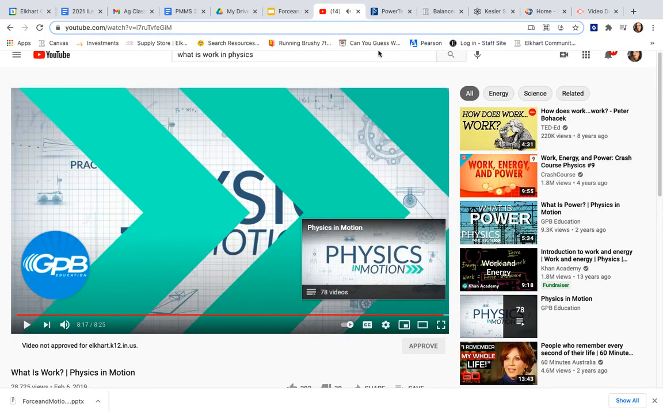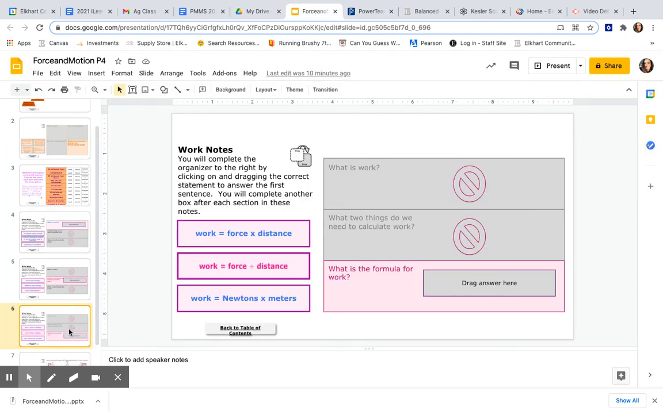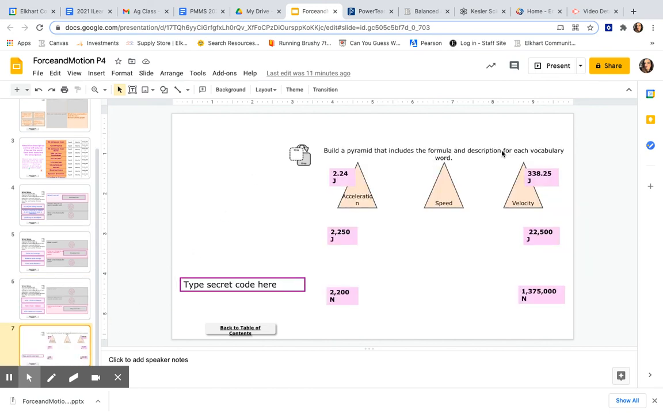All right, so that is what work is. And we're going to get back to our slides here. Now that you understand what work is, you're going to answer the questions that are 4 through 6. And then right here, you're going to build a pyramid that includes the formula and the description for each vocabulary word. So you have the acceleration, speed, and velocity. So you need to determine which one of these is going to be acceleration, which one of these is going to be speed, and which one of these is going to be velocity.